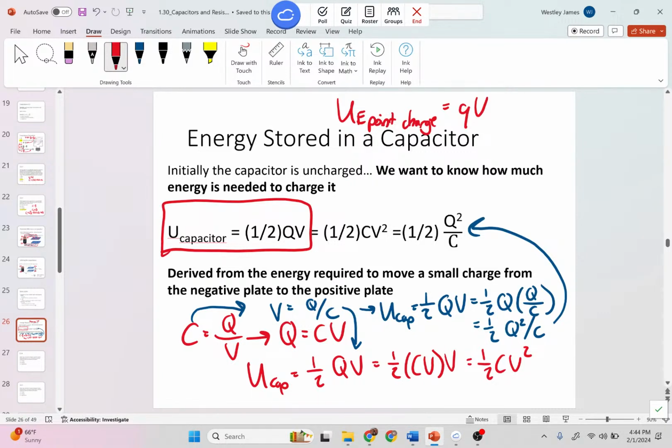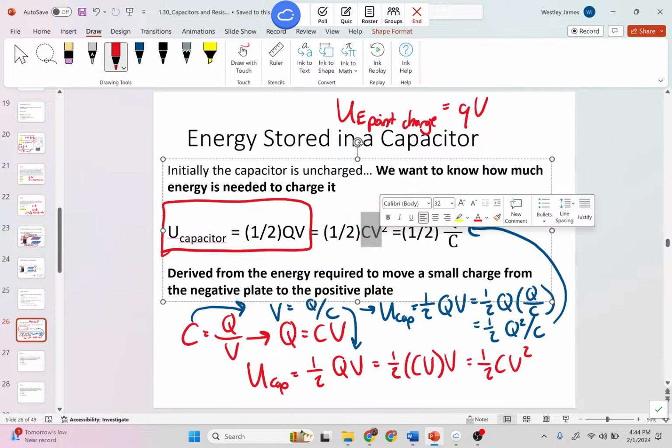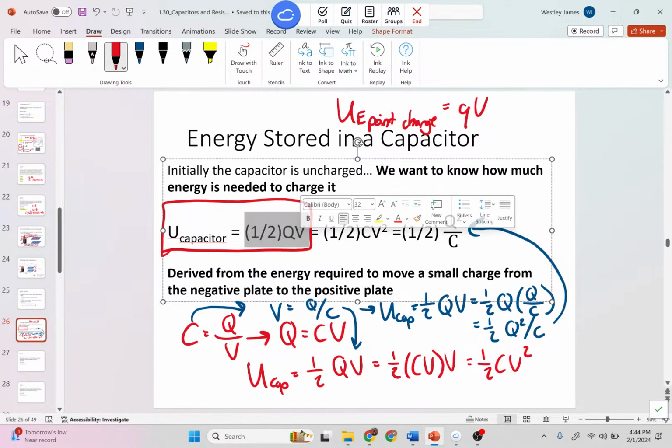Okay? So why are there 3 different versions? What's the use of this? If I say find the energy in a capacitor and I give you charge and capacitance, use the last one. If I say find the energy in a capacitor and I give you capacitance and voltage, use the second one. And if I give you charge and voltage, use the first one. Pick whichever one, or alternatively, you can use C equals Q over V, find the one you're missing, plug it in, and do the things.